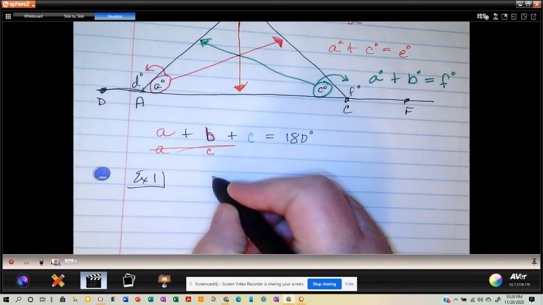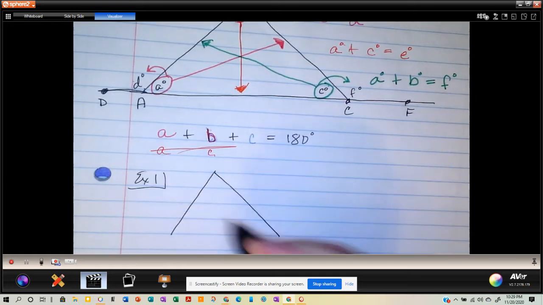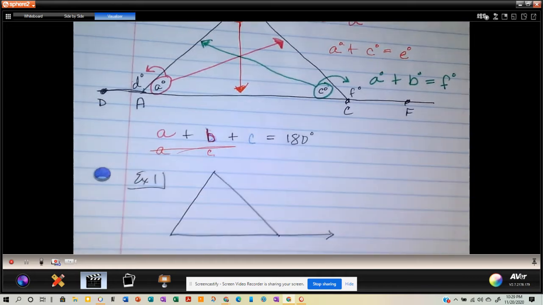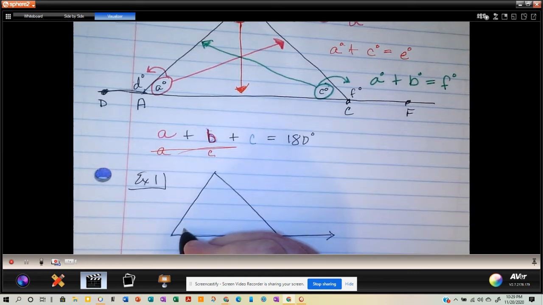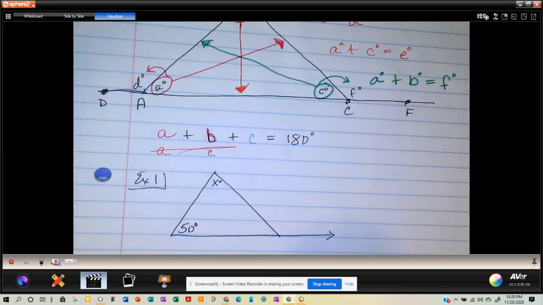Okay, so example 1. I have a regular standard triangle, except it extends on the right-hand side, keeps going, has a ray. And this left-hand bottom corner is 50 degrees. I have X up here for the apex, and then 120 outside here. Wait a minute, I didn't talk about those a minute ago. Well, let's see if we can figure it out.